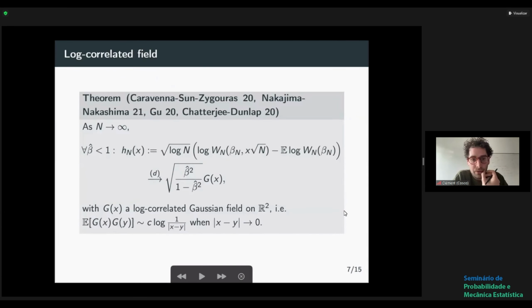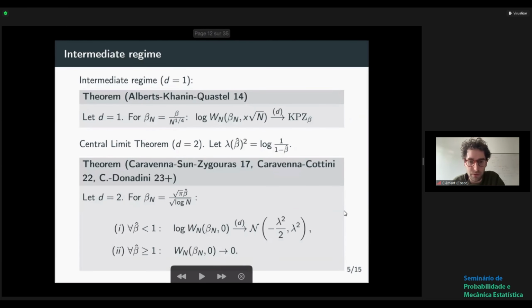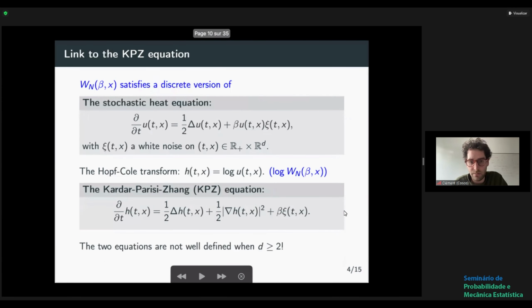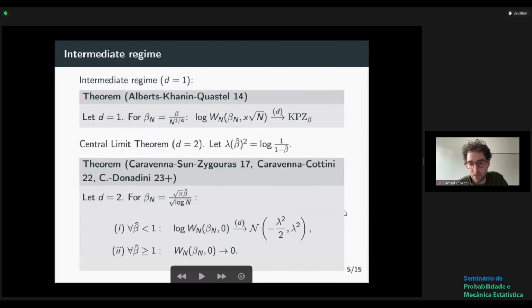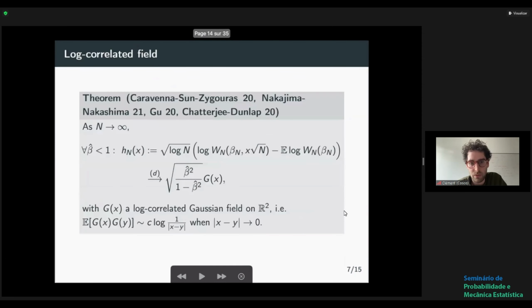For all we saw until now, the starting point of the polymer was always 0. You can ask what happens if you look a bit at this function here, Wn of beta x, which has some interesting features in x. It's solving a PDE, so it's quite natural to wonder how space is involved in this regime. And maybe there are many results.